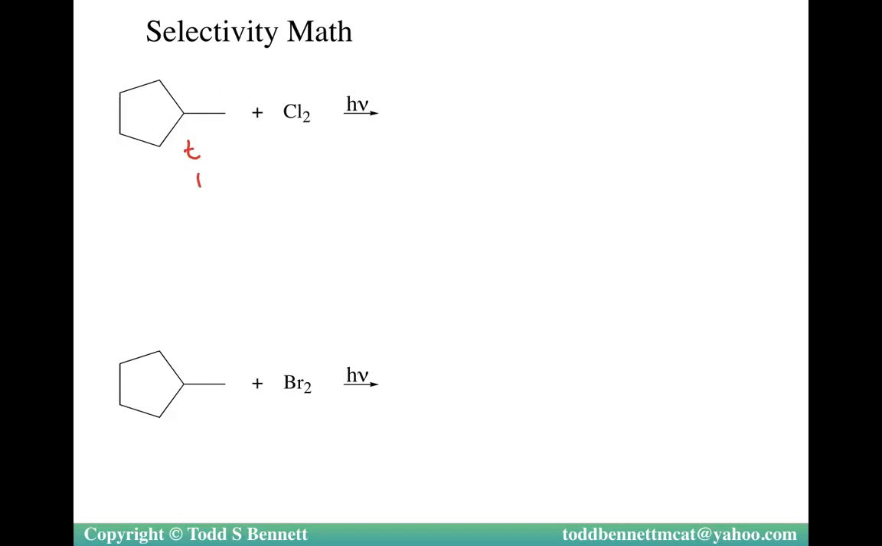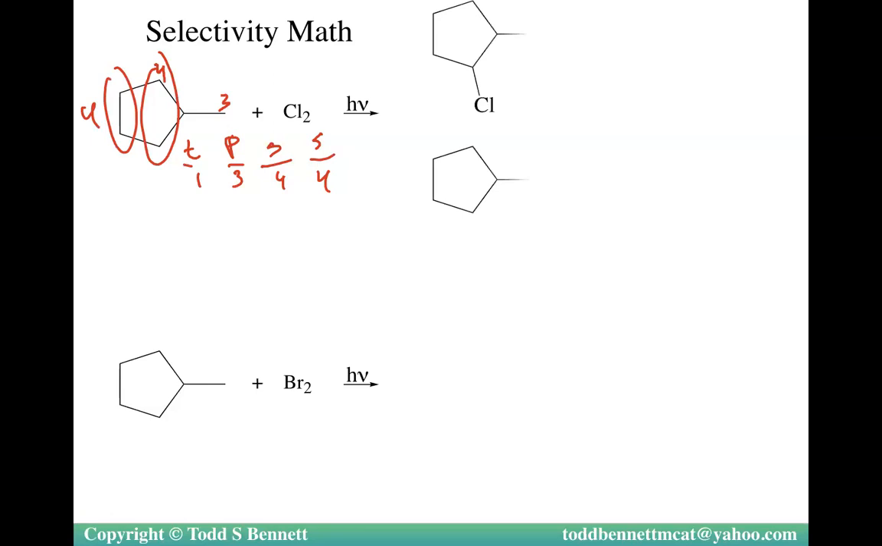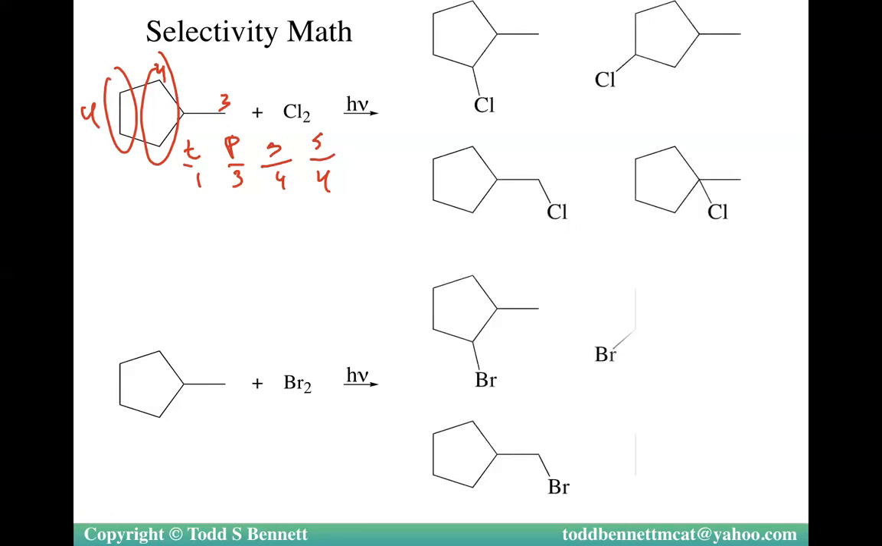This has 3 primaries. It has 4 between these and 4 between these. So secondary has 4, secondary has 4. So we're going to have a slight sterics preference that I'm not going to worry about mathematically, but just something to consider. So when we do this, notice you get the following.